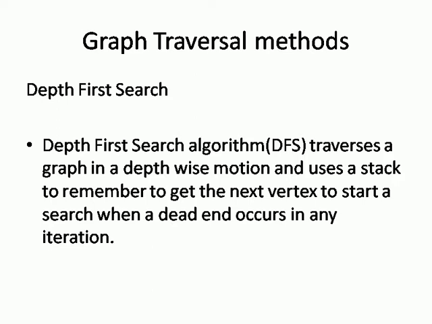Traversing a graph is nothing but visiting every node only once, and all the edges are to be joined using a graph. So there are two types. The previous video tells us about breadth first search. In this video we'll discuss how to perform the depth first search traversal on the graph. DFS traverses a graph in a depthwise motion, and it uses a stack to remember the next vertex to start the search. So when a dead end occurs, we have to use the stack contents to restart the depth first search traversal.